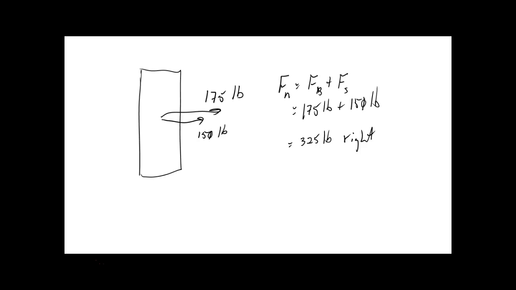Now, the same two workers push the crate to the right, and the motion is opposed by a static frictional force of 300 pounds. And of course, static friction always resists the motion. So that would be 300 pounds to the left.